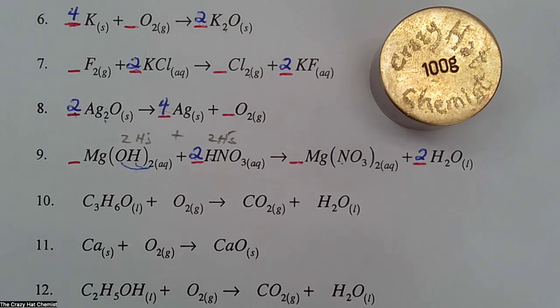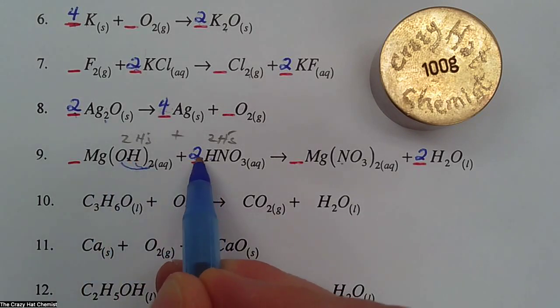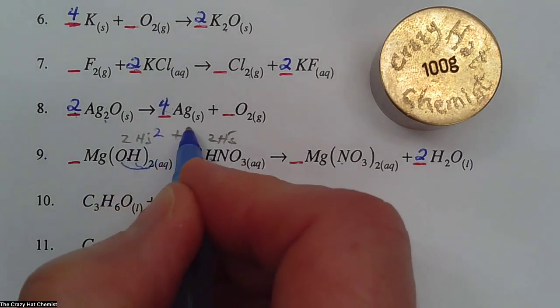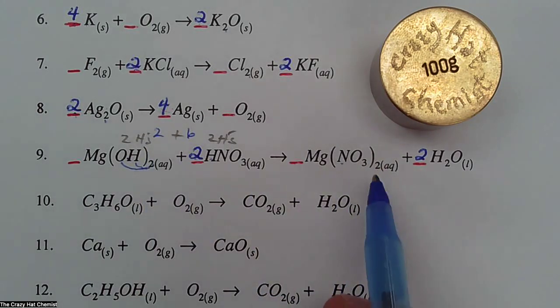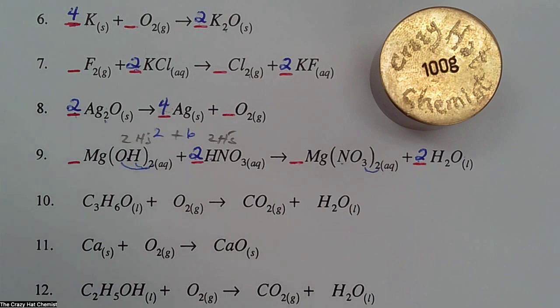All right, so let's check those oxygens. There are 2 oxygens right here, and 2 times 3, that's 6. So that's 2 and 6. That's a total of 8 oxygens on the reactant side. On the product side, there are 6 oxygens here plus 2. So that's a total of 8. So it looks like the oxygens are balanced as well.